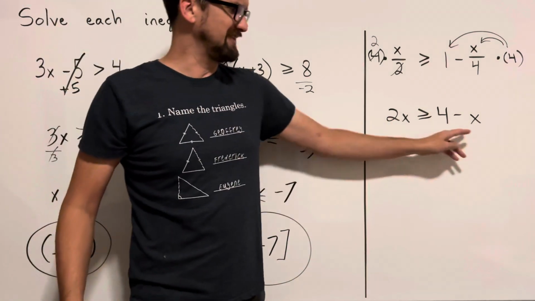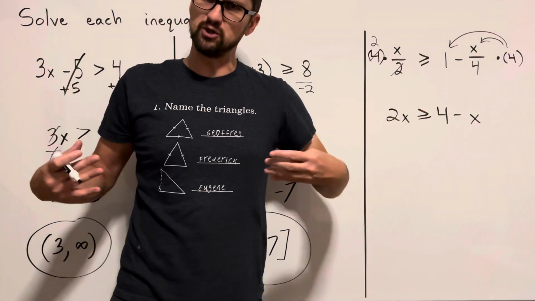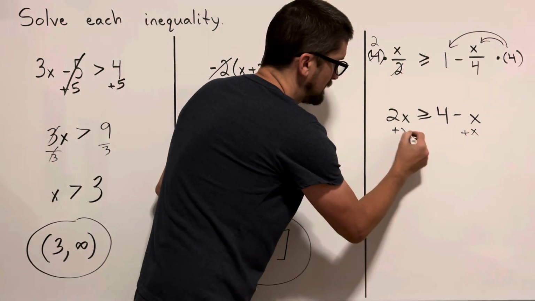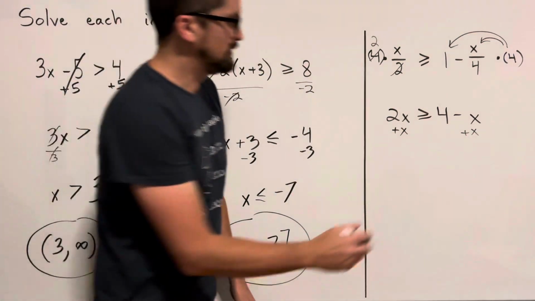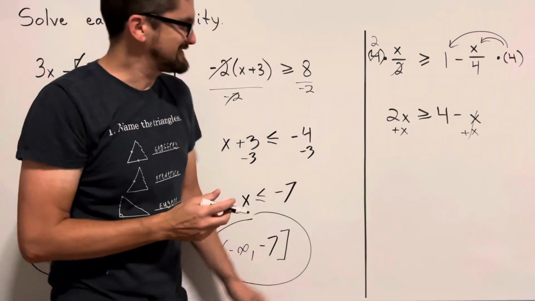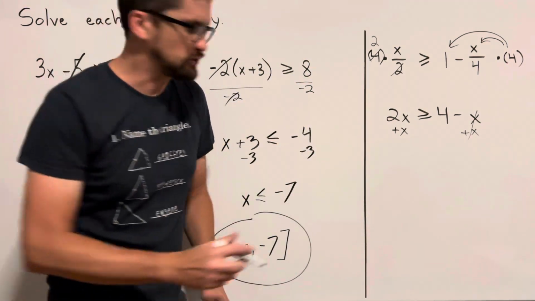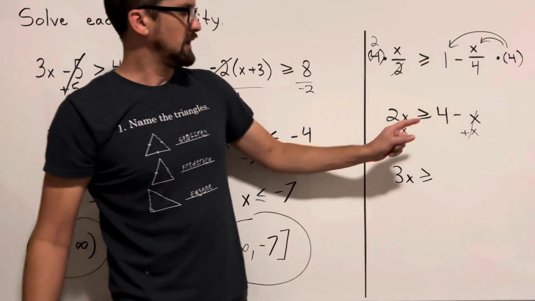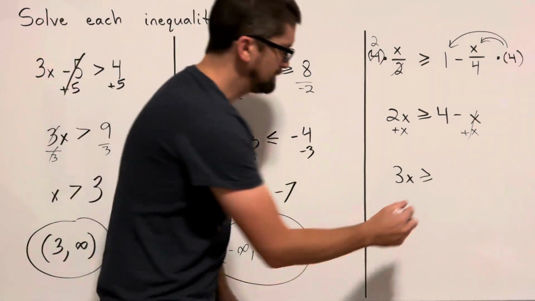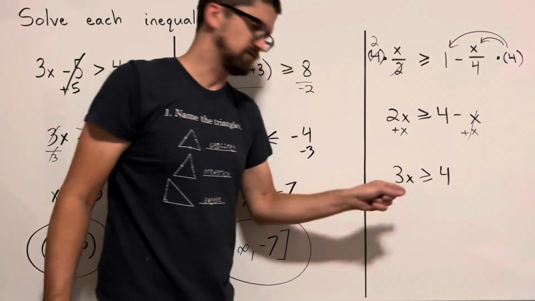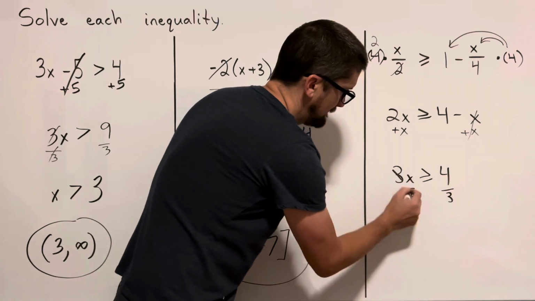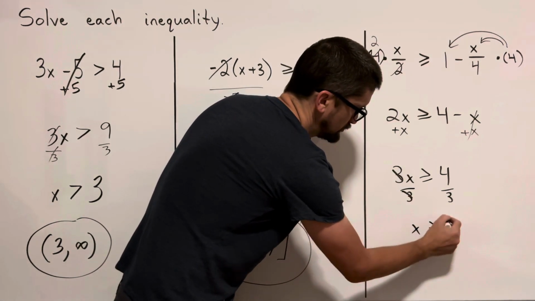Now we have an x on the left and the right-hand side, so we need to combine the x terms on one side. We can do that by adding x on both sides. That will get rid of it. On the left, we have 2x plus x, that's 3x. And on the right-hand side, we're just left with a 4. And we're going to solve this for x by dividing both sides by 3. So x is greater than or equal to 4/3.